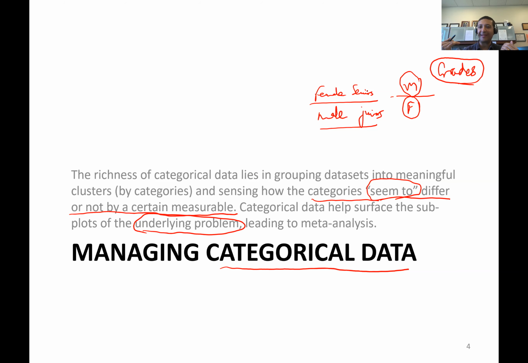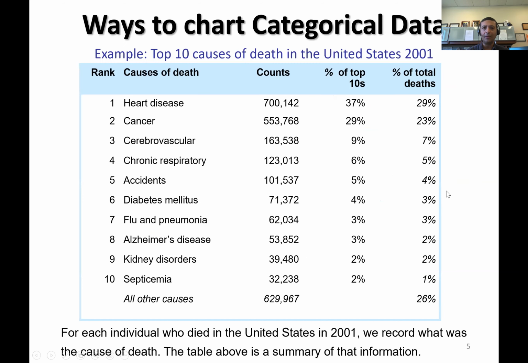But to set the stage, this is what the data set does to you. This is where the visualization kind of gives you an understanding of which way it is headed. So that's where managing categorical data becomes extremely important. So let's look into a few ways of charting categorical data.